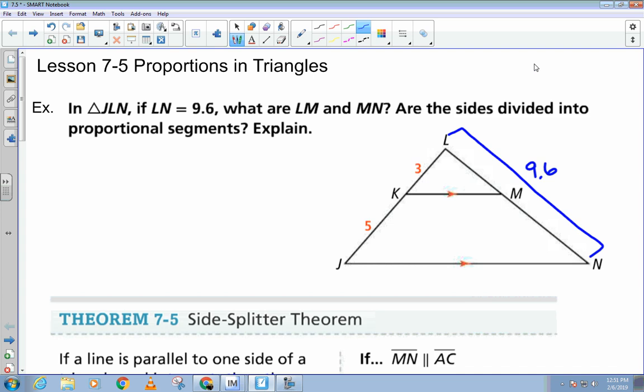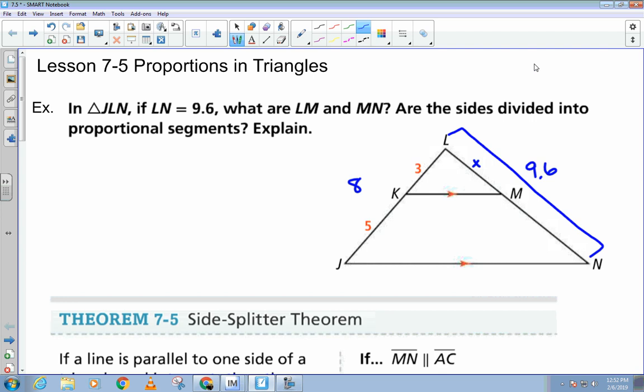So I want to find both of these pieces. Let's find LN first. If I find LN first, what would I do to set that up? 5 represents this little piece right here. What's the whole thing? It's little triangle to big triangle. So the big triangle is 8. How would I set that up?